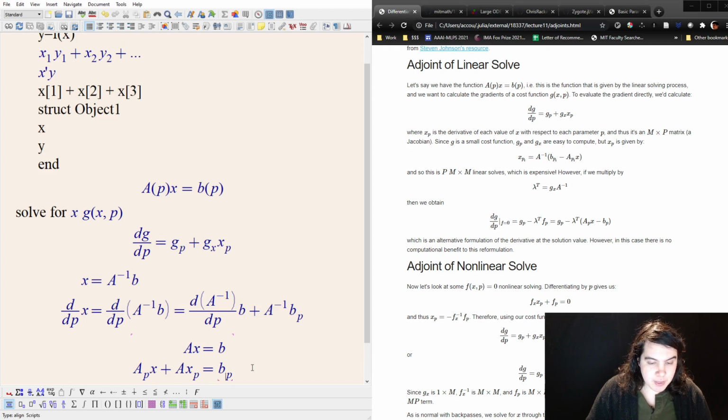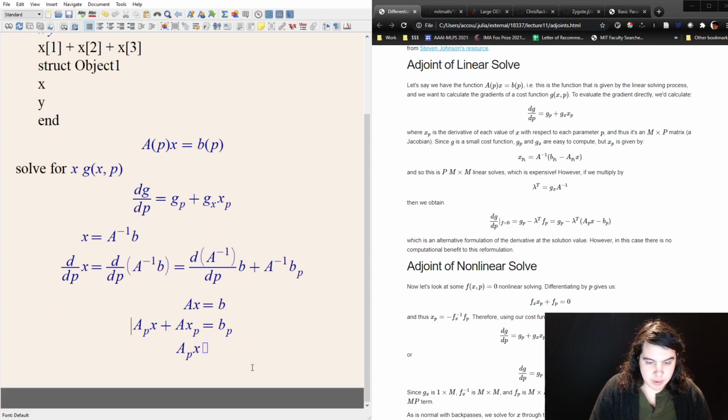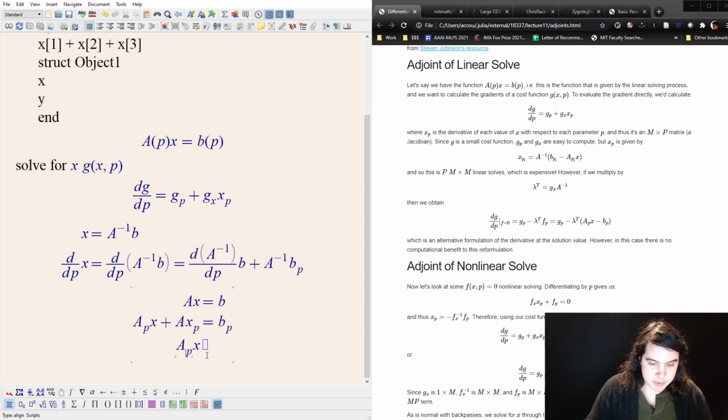And now you just rearrange. So you have A sub p x plus A x sub p equals b sub p, or no, you move the other term over. So A x sub p equals b sub p minus A sub p x. And now this is where you say, okay, I'm going to then invert A.